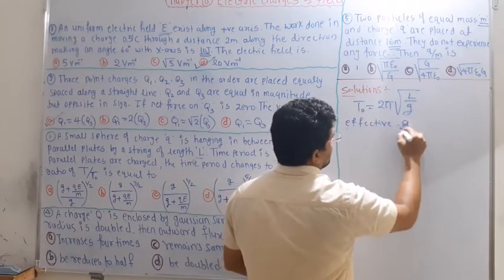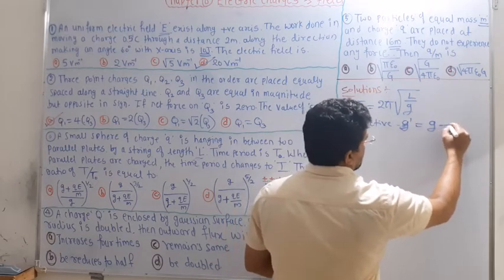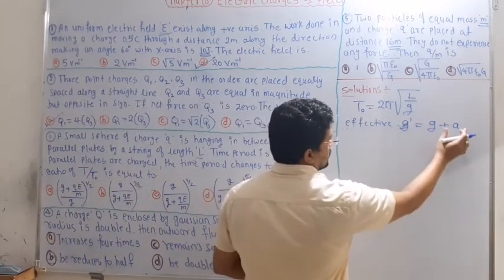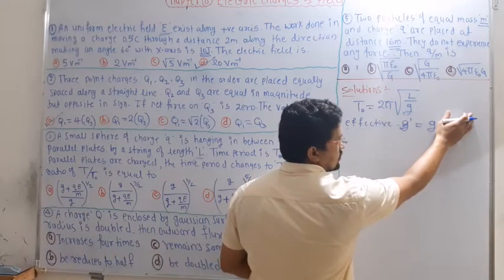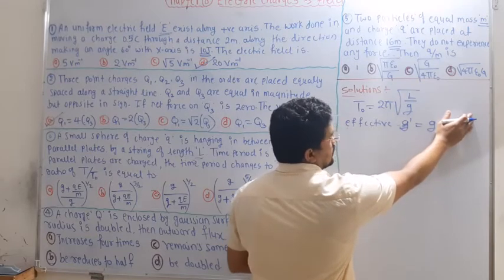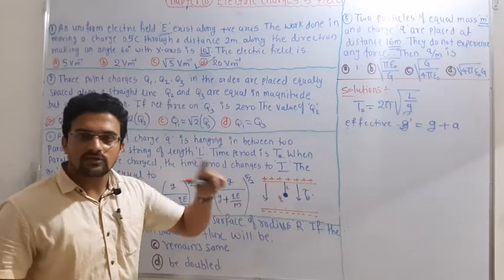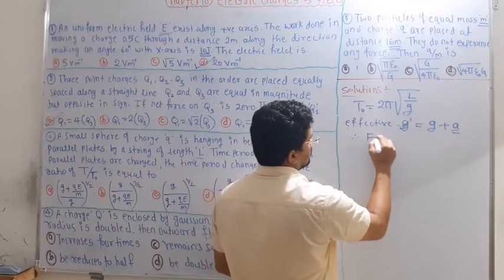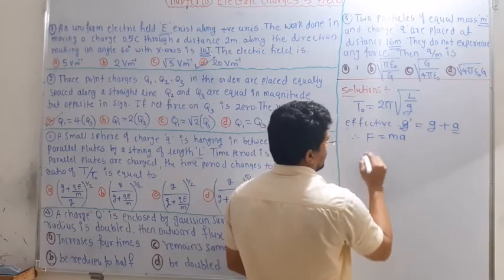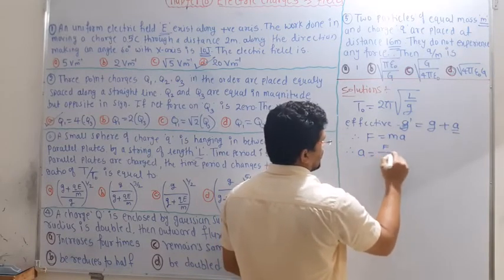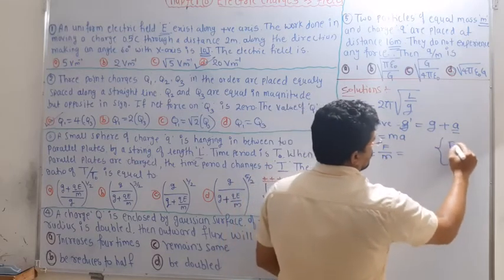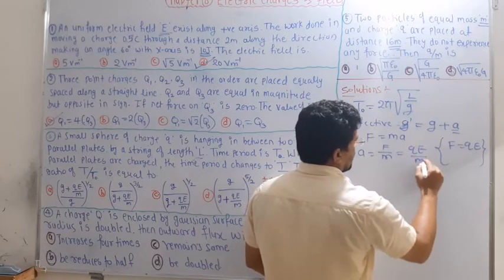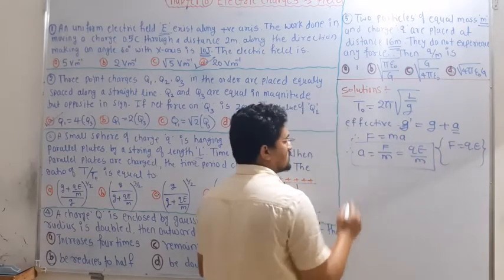So g dash is equal to the acceleration due to gravity plus the acceleration due to the electric field. If the plates are not charged, g dash is equal to g only, but once the plates are charged, there is also an acceleration due to the electric field, given by a. We know F is equal to m into a, therefore a is equal to F divided by m. Force is equal to q into E in the electric field, so it becomes qE divided by m. So acceleration is this much.